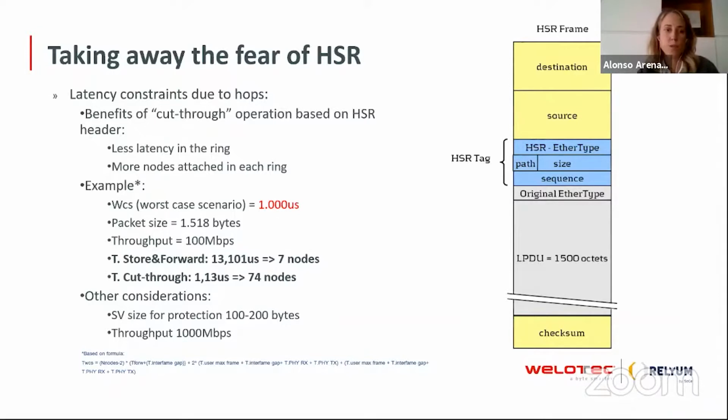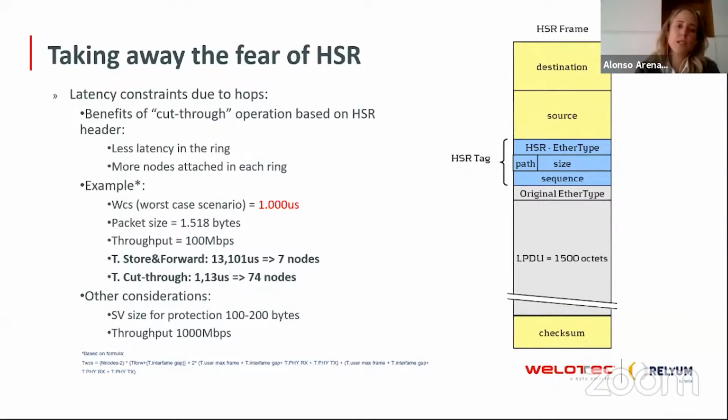And this leads to, for example, a maximum admitted latency of 1,000 microseconds, which would correspond to the worst-case scenario, where the packet has to go through all the nodes of the ring. We will be able to install up to 7 nodes in a store-and-forward system with these conditions of packet size and throughput, while with cut-through, we will be able to install up to 74 nodes.